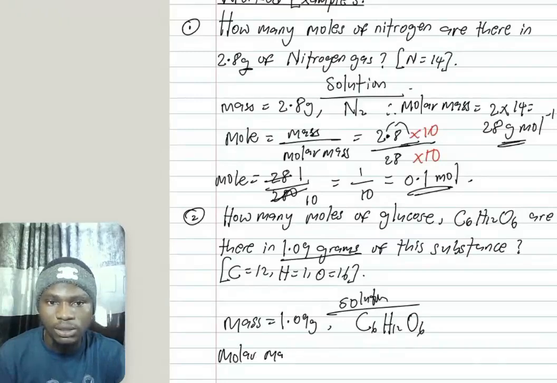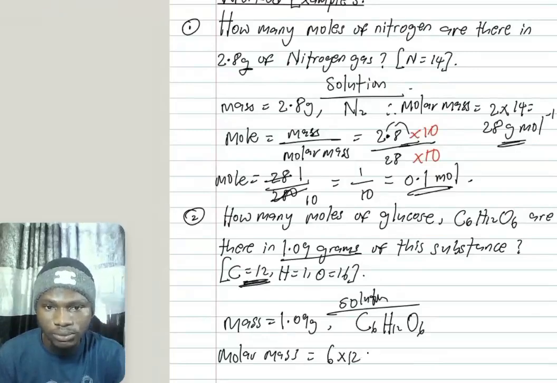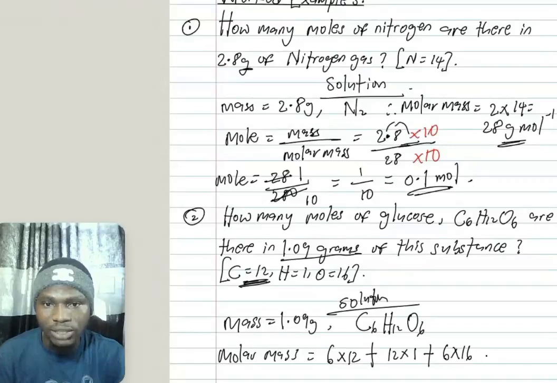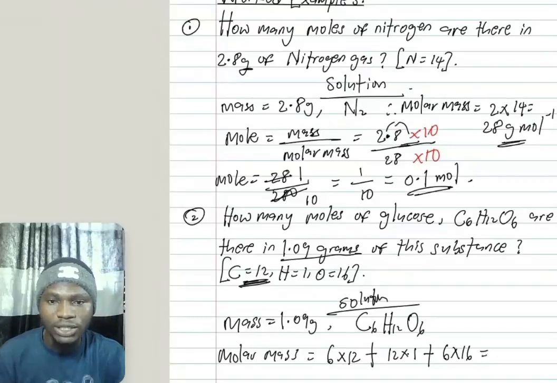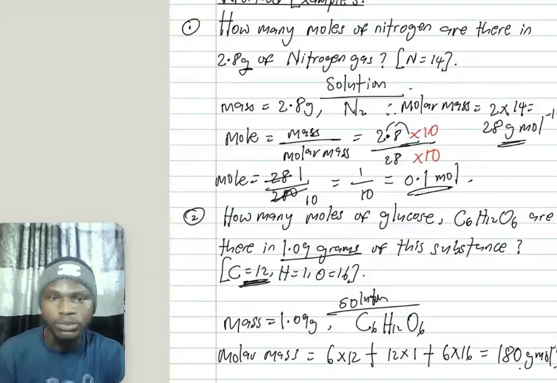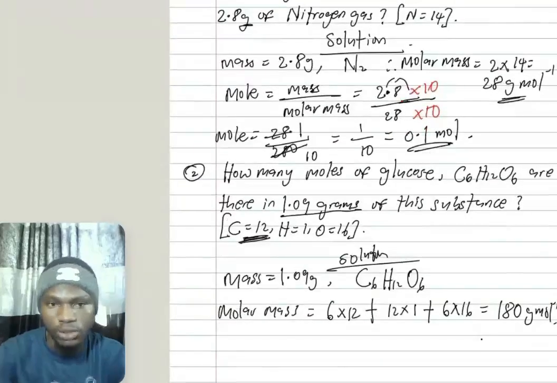The molar mass. As you're looking at it, you know that I have 6 carbon. That's 6 times the atomic mass of carbon, which is 12. So I have 6 times 12. Plus, I have 12 times hydrogen, which is 1, so 12 times 1. Plus, I have 6 times oxygen, which is 16. If you do that and add everything together, you're going to get 180 gram per mole. Multiply this, add it with this, add it with the multiplication of this, you get 180.